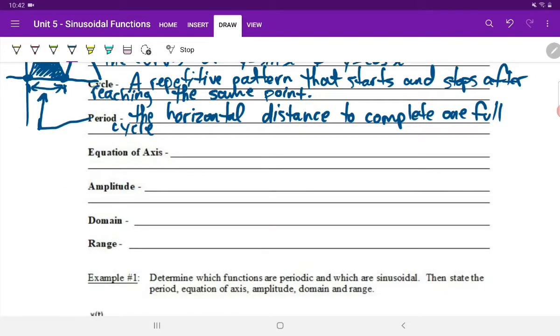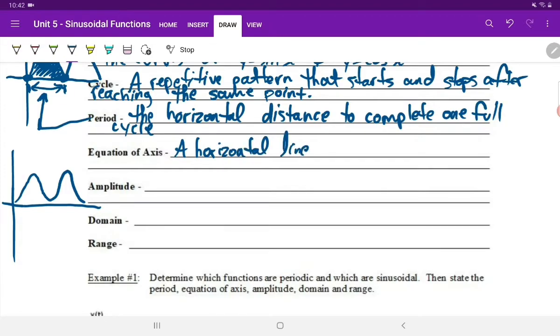Next term that we need to know is something called an equation of axis. Suppose we have, this time I'll draw a sine curve as best as I can. And they have to be the exact same curves. It's hard to draw the exact same curves, but they need to be the exact same. So the equation of axis is a horizontal line through the center of your curve.